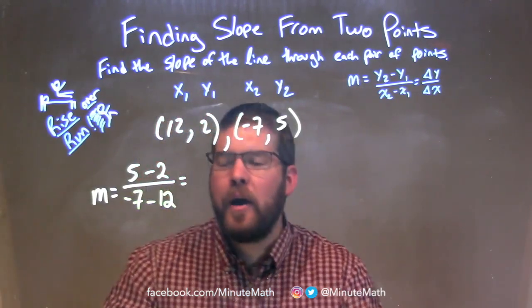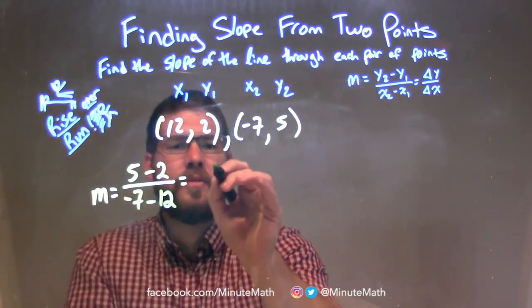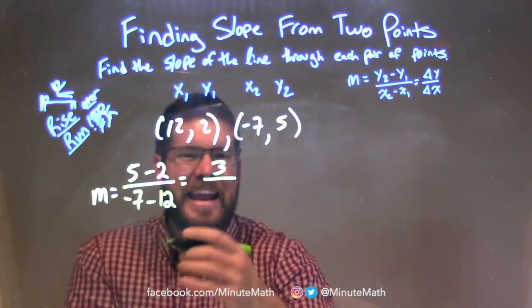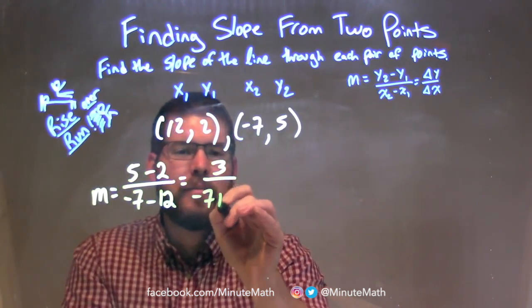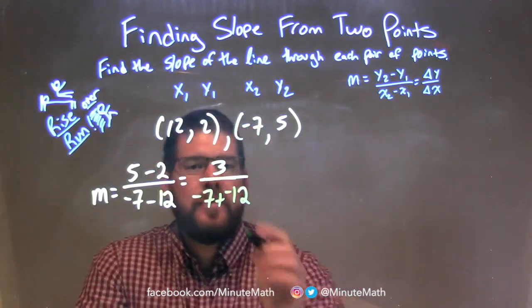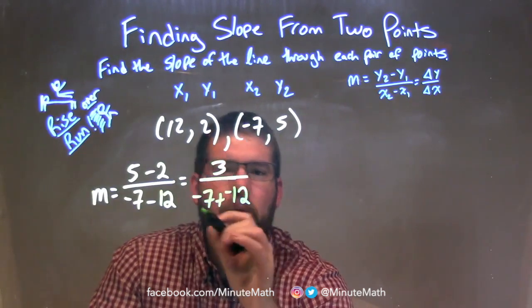Okay, so now we need to simplify this. Well, numerator is pretty easy. 5 minus 2 is 3. And the denominator, I like to write this as, instead of subtracting 12, adding in a negative 12. So negative 7 plus a negative 12 there. It's up to you and how you want to see that. Well, I find it easier, so we have negative 7 plus a negative 12.